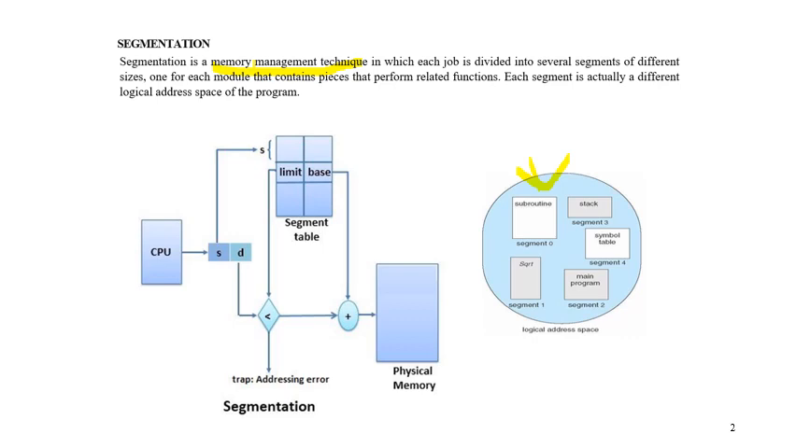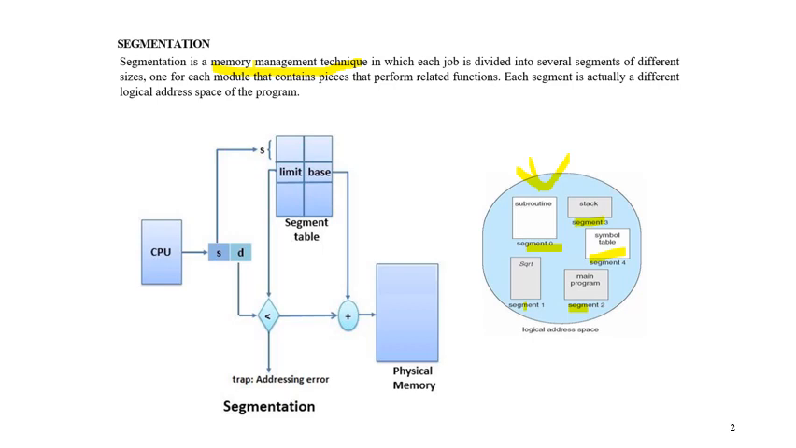Each segment will be performing different functions, and each segment is actually a different logical address space of the program. When the process is to be executed, its corresponding segments are loaded into non-contiguous memory, though every segment is loaded into a contiguous block of available memory.